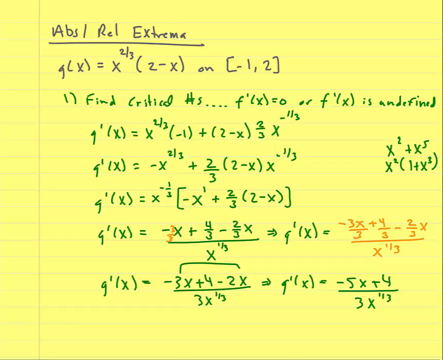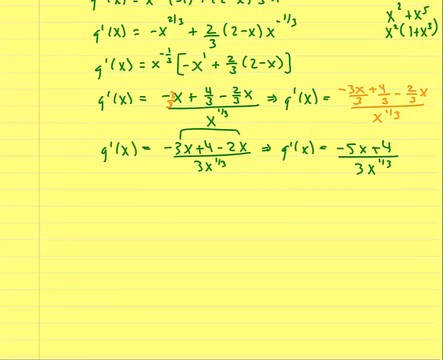Now remember, we're trying to find critical numbers. So critical numbers occur at places where the derivative is equal to 0. So for that case, I take -5x plus 4 and set it equal to 0. I'd subtract 4 and divide through by a -5. So I get x is equal to 4/5.